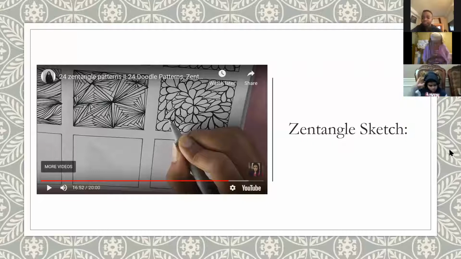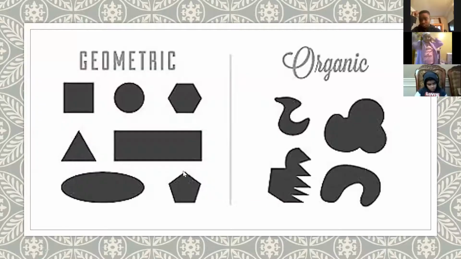And there's two ways that you can do this. One way is a geometric shape pattern, and one way is an organic shape pattern. Now, a geometric shape pattern is what? What do you think a geometric pattern is? What do you think that means?